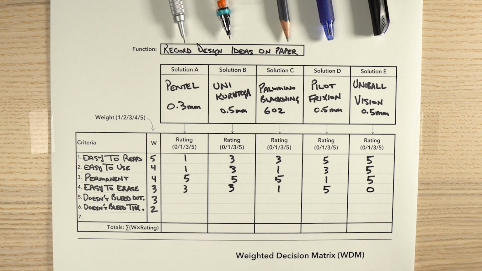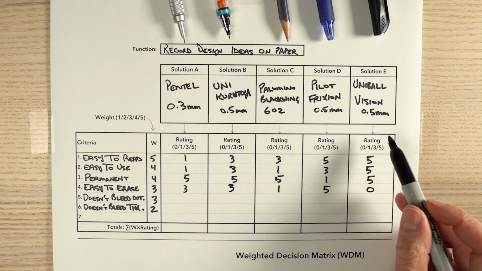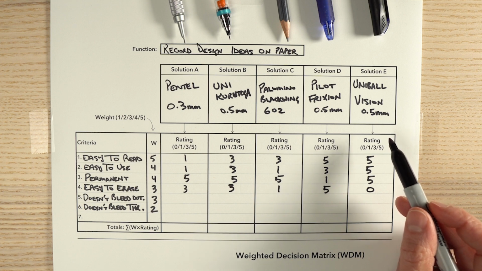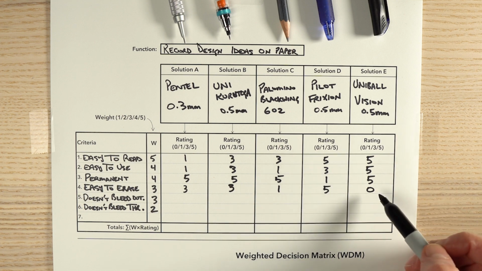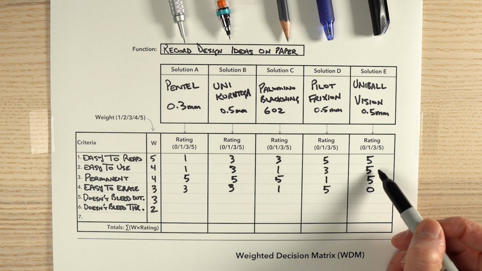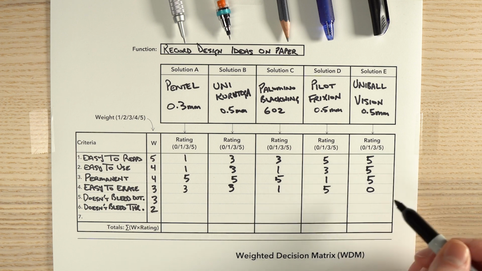I picked this last solution to demonstrate what happens when you miss a criterion. The uniball is not erasable. You could use whiteout, but then it would get a 0 for easy to use. I use a 0 to completely knock out a solution. This is code for game over. It doesn't matter if it gets a 5 on everything else. Doesn't bleed outward or smudge.